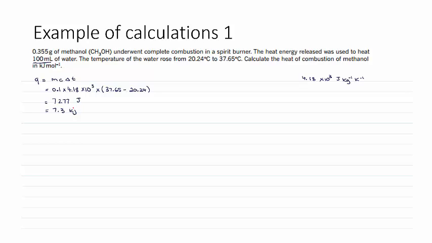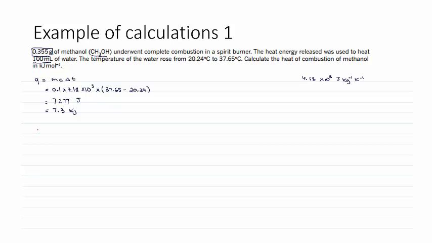But whenever we're working out the heat of combustion, we need to work it out per mole of fuel. So we now need to work out how many moles of methanol burned. The way we can find that out is we've got the mass of the methanol and we've got the formula, so we can work out how many moles that corresponds to.